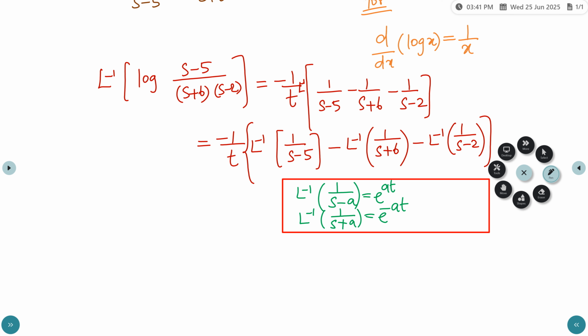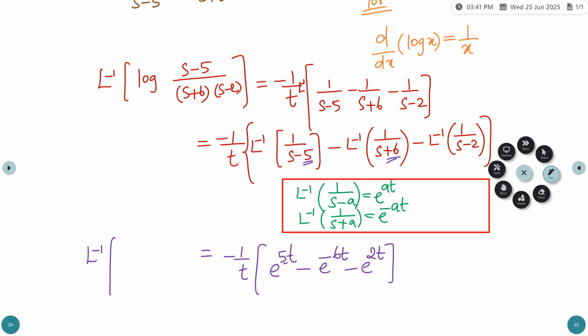So the given problem is equal to minus 1 by t. Instead of a we are having 5, so this will be e power 5t. Instead of a we are having 6, so minus e power minus 6t, and then minus e power 2t. If it is minus, you have to write plus, and if it is plus, you have to write minus. So minus 2 e power 2t. This is our final answer for L inverse of log of s minus 5 divided by s plus 6 into s minus 2.